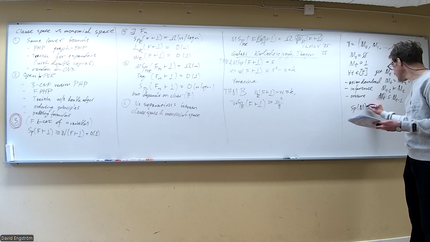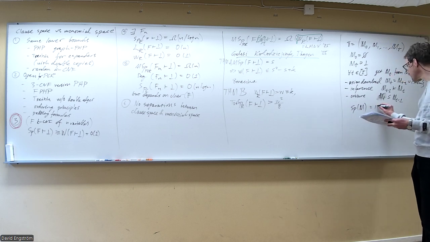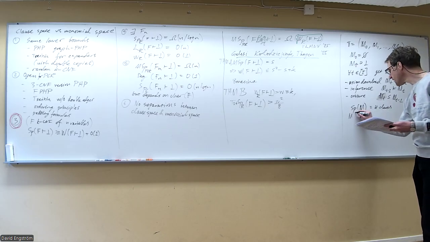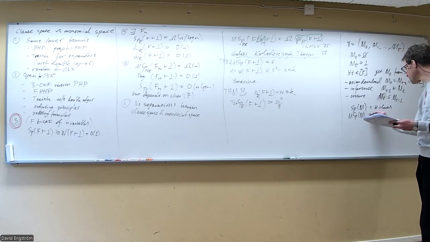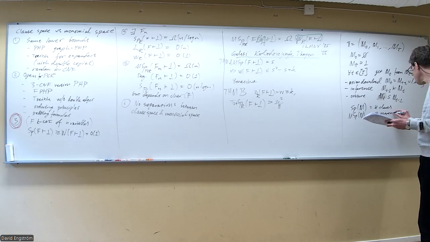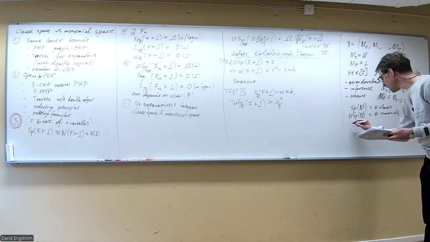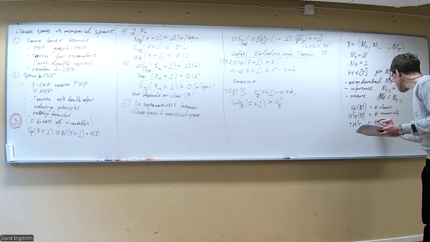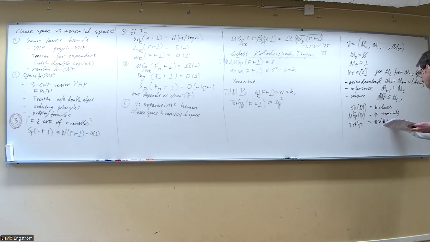we can define the clause space. Recall, this is just the number of clauses. The monomial space of a configuration, if we're in one of our algebraic proof systems, is just the number of monomials. The total space is just the total number of literals.